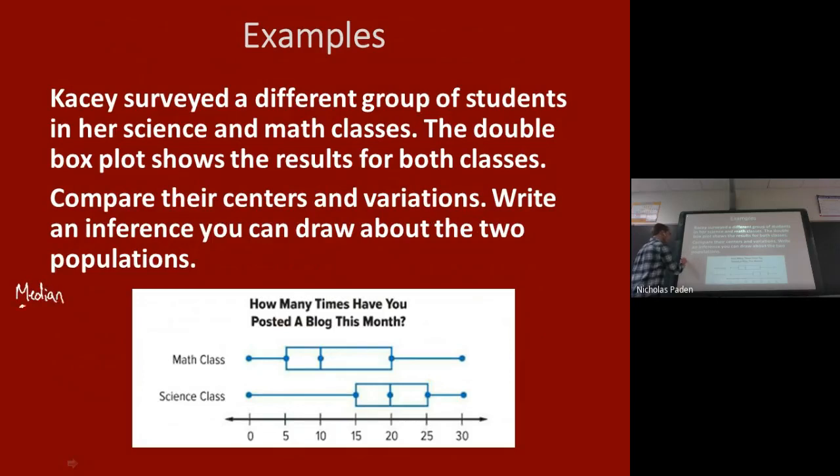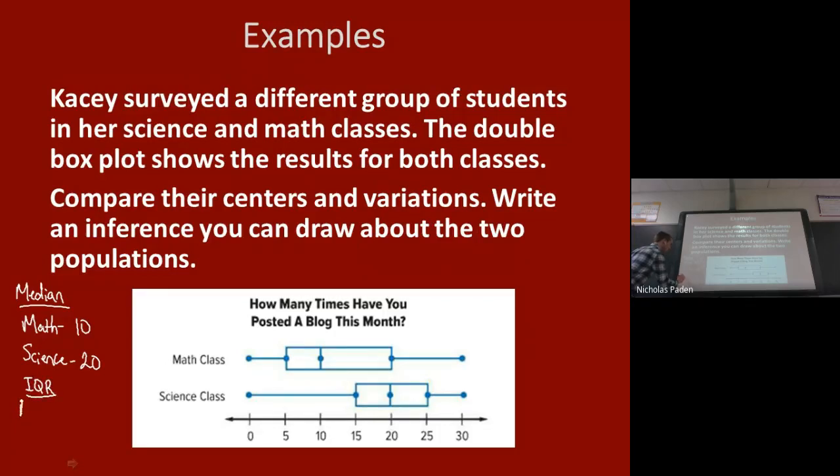is the center. Okay, so let's find the median of the math class first. Well, that is done by just looking at the middle line of the box. So we've got math class, the middle line of the box is at 10. And so 10 would be the median for math. What would be the median for science? Well, that would be right here, which is 20. Okay. And then to find the variations, we would find the IQR.